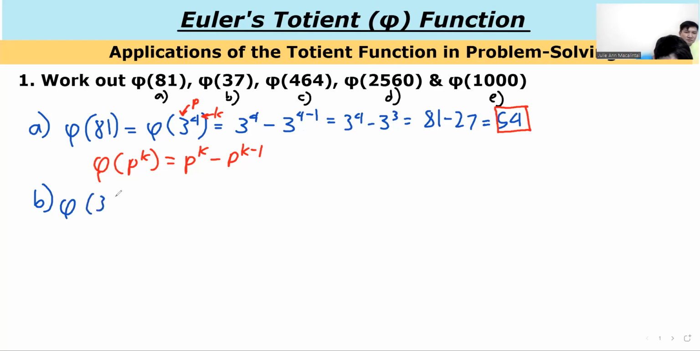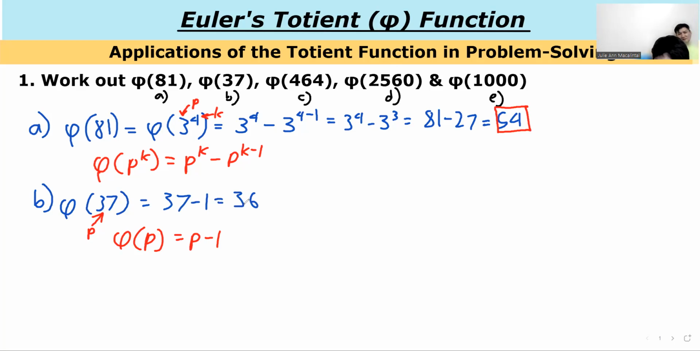Phi of 37. Luckily, 37 is a prime itself. So the formula for the totient of any prime is simply p minus 1. So this is 37 minus 1, which equals 36.